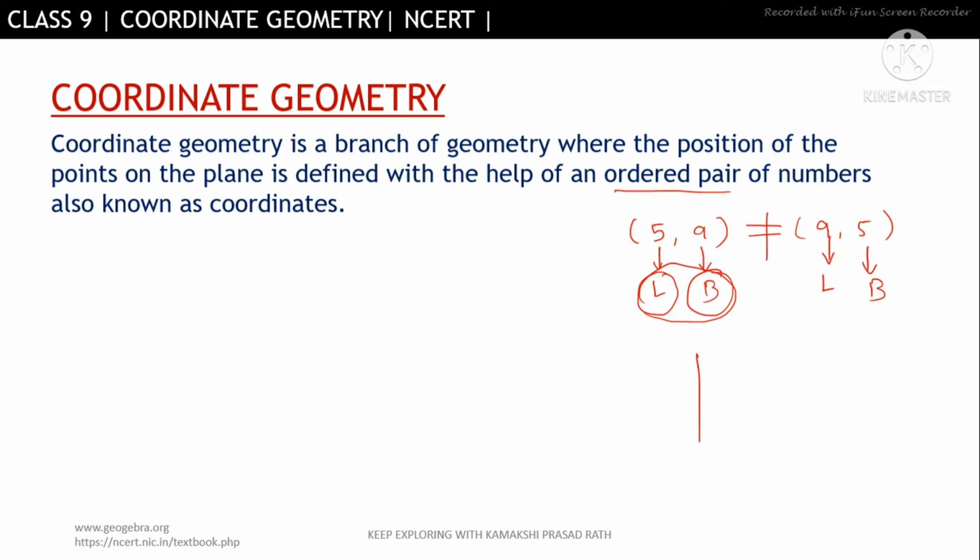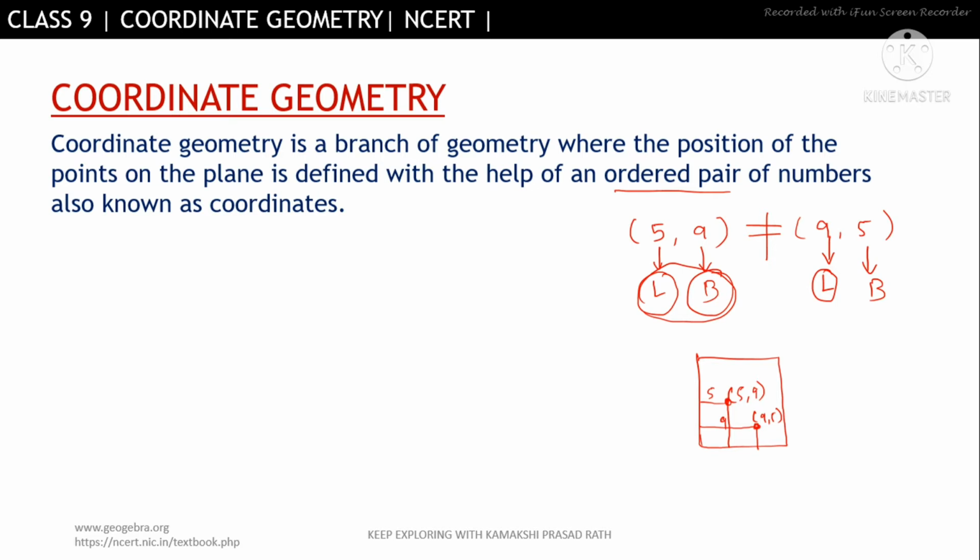So if you are considering a sheet, for (5, 9) you will get the point somewhere here. This is 5 cm and this is 9 cm. But if you represent (9, 5), that is 9 cm from the left edge and 5 cm from the bottom edge, somewhere we will get the point here. This becomes (9, 5) and this we get (5, 9). So clearly it is seen that these two are not the same. Hence the ordered pairs are very much unique.